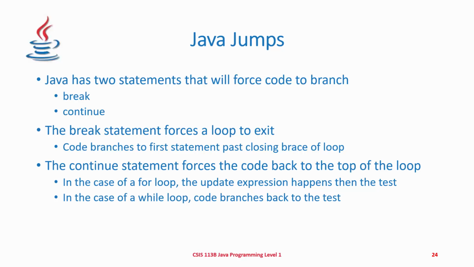And then the continue statement forces the code back to the top of the loop. There are times when you may do an if statement inside of your loop and look for particular conditions. You may want to skip some other statements in the loop and just immediately jump back to the top of the loop. And so the continue statement would work well there. It does work a little bit differently in the for loop and the while loop. In the case of the for loop, the update expression will happen, then the Boolean test. In the case of the while loop, the code will branch back to the test immediately without updating the counter variable.